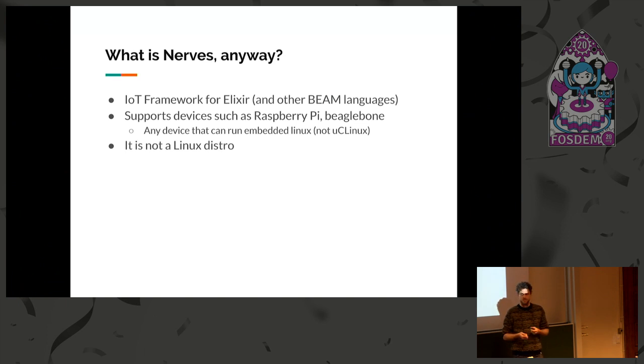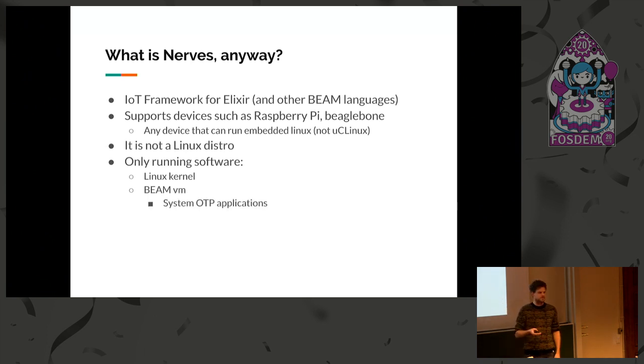The only thing that runs on your Raspberry Pi when you use NURBS is the Linux kernel, and then it directly boots into Erlang. So there's nothing in between. There's no systemd. There's no init scripts. Well, I think there's one thing in between, but it's very little. Basically, everything runs within your Erlang virtual machine.